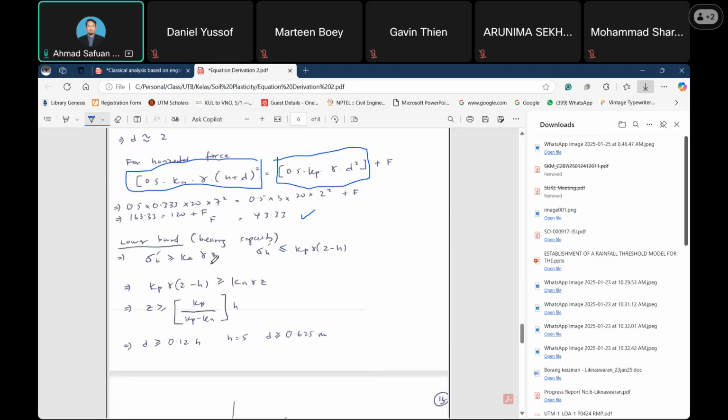So that is for example number 2. So this is a further explanation to explain why it has two values of D, which is the minimum is 0.625 and the maximum is 2 meter, for this example.